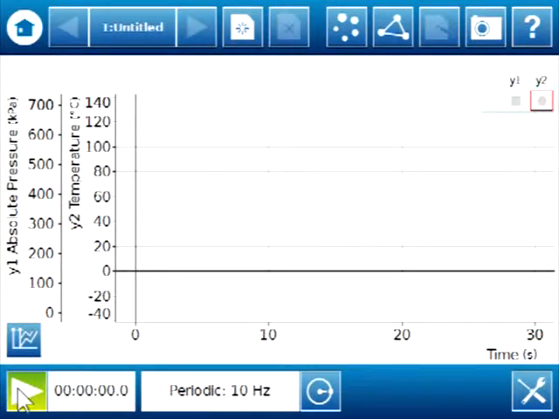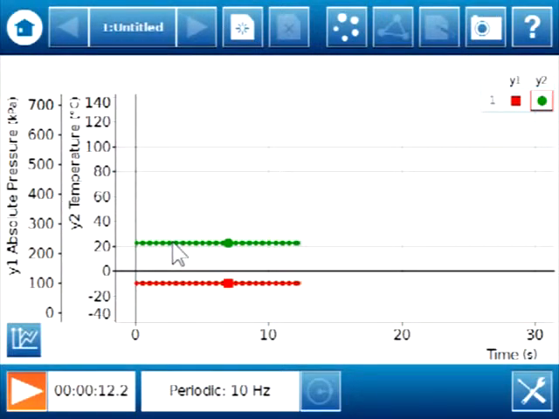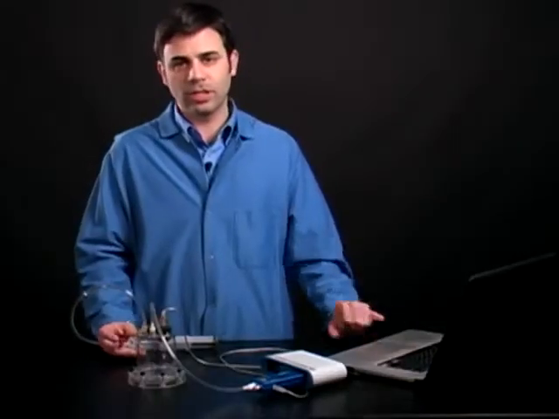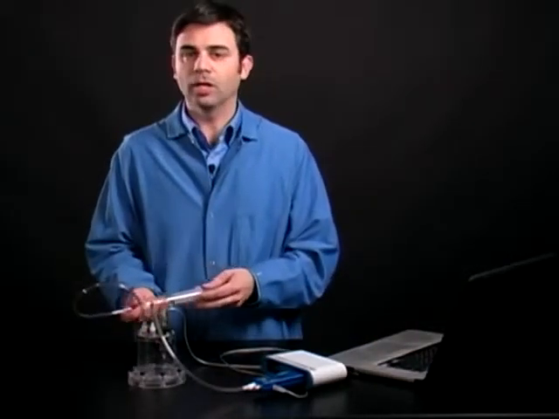So I'm going to hit Start to get a baseline and understand what's going on. Right now my y1, which is my pressure, is around 100 kilopascals. My y2, which is my temperature in Celsius, is around 20 degrees Celsius, which is what I expect. So I'm going to look at these things as they change while I vary the volume of gas in here.